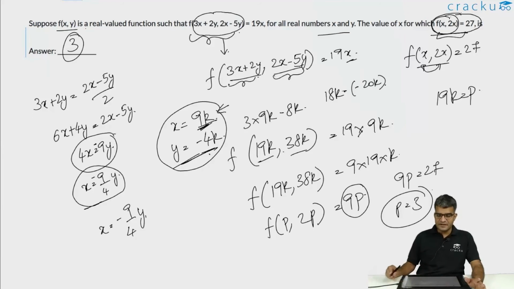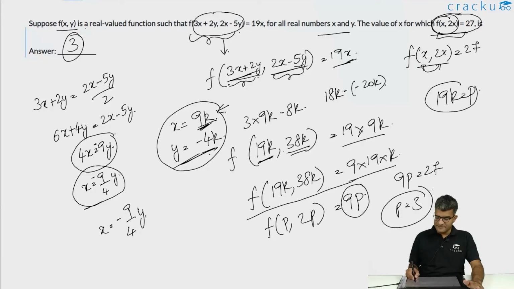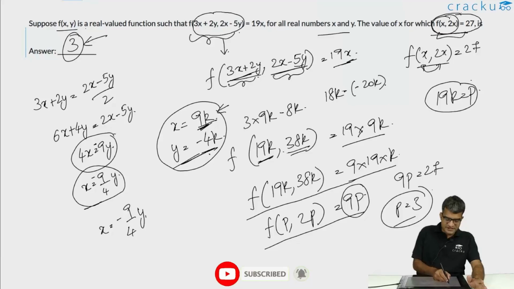Once you have it, we'll calculate the value of 3x plus 2y, that will be 19k. We'll calculate the value of 2x minus 5y, that is 38k. As expected, the ratio is 1:2. This is equal to 19x, which is 19 into 9k. So f of 19k comma 38k is 9 into 19 into k. Now, just to again remove any complexity, we assume 19k to be equal to p. So f of p comma 2p is 9p. So the value of p is 3. So the answer for this question is 3.